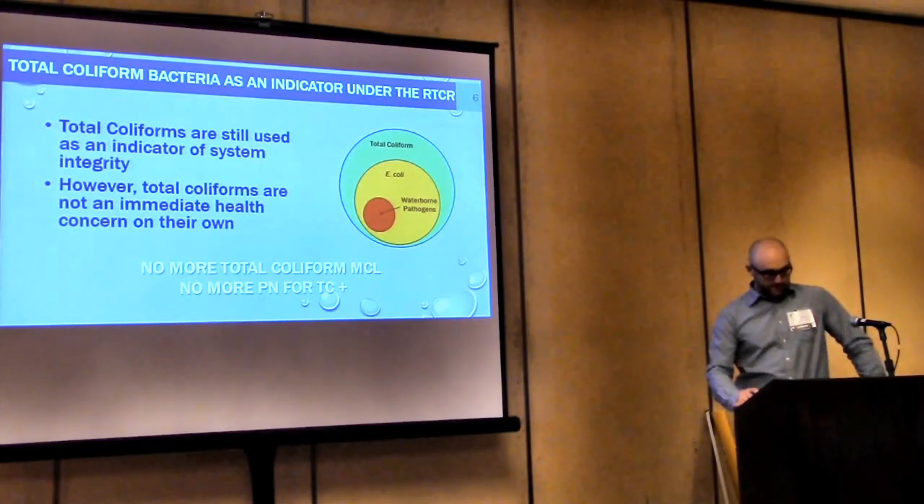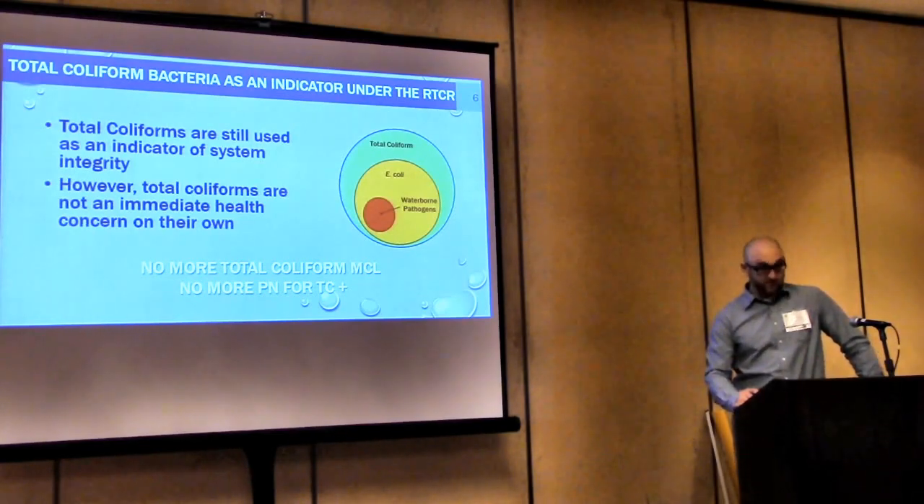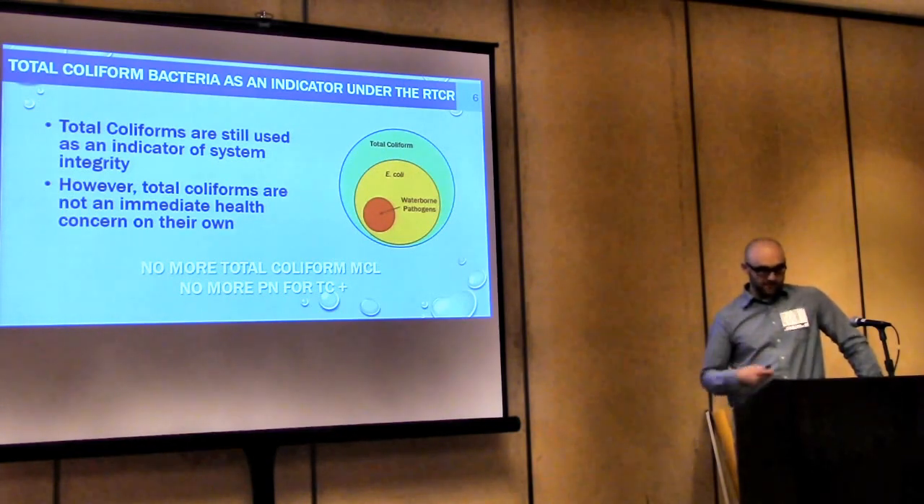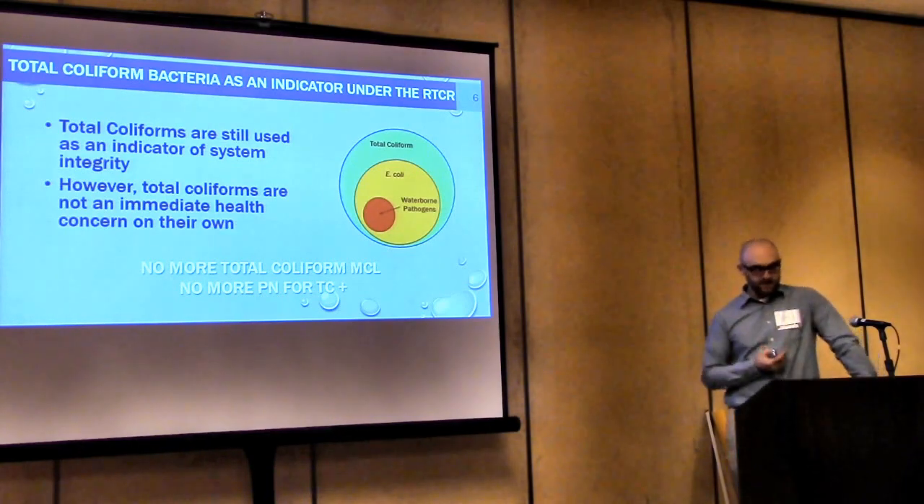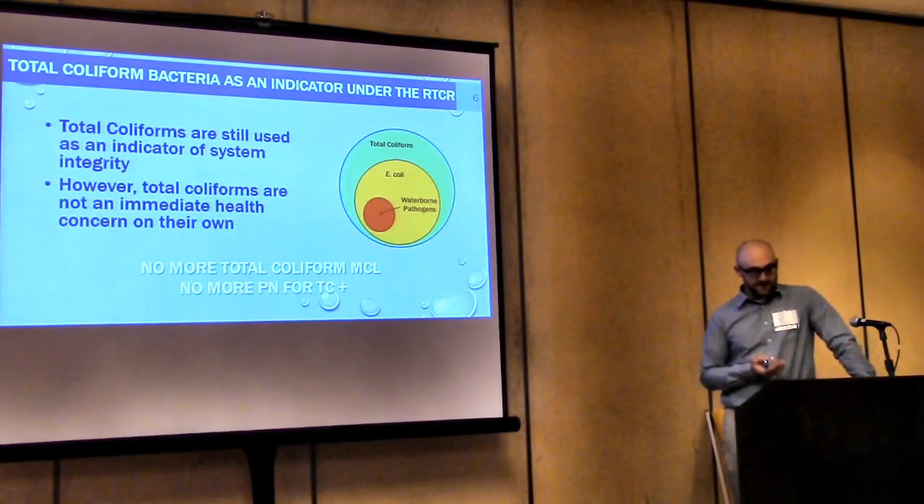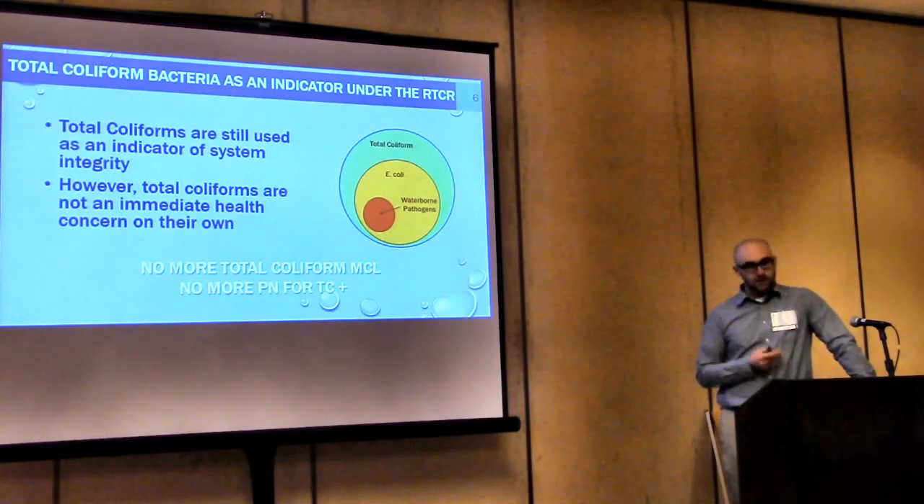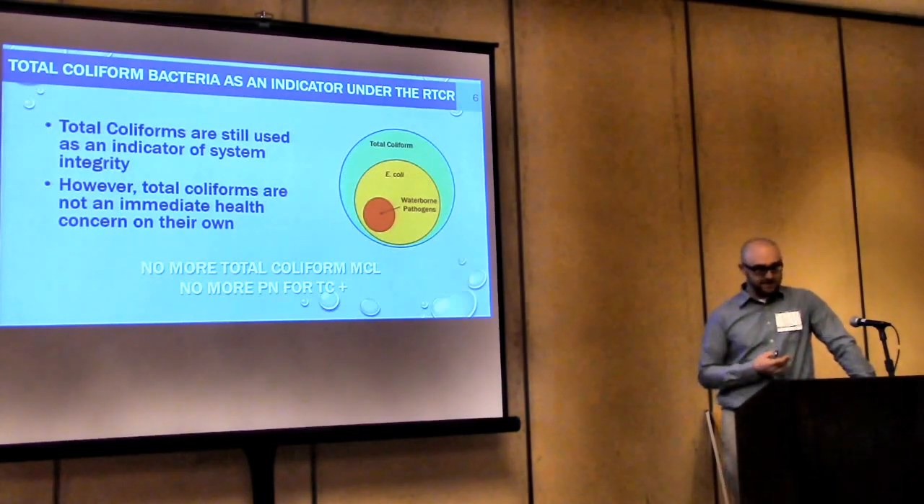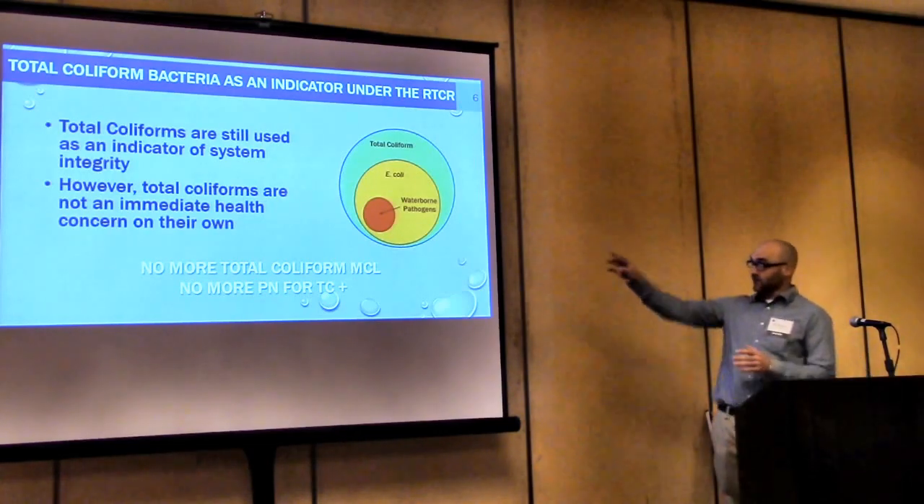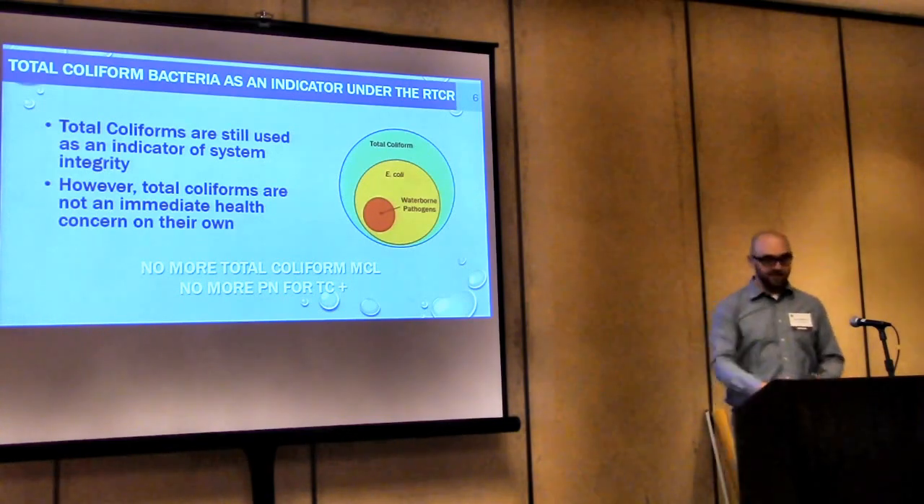So, beginning April 1st of 2016, if total coliform is found, systems won't be issued an MCL violation. Instead, systems will need to assess the distribution systems and fix issues that could allow contamination. Total coliform positive suggests that something that poses a greater risk, so those pathogens, can get into the system.